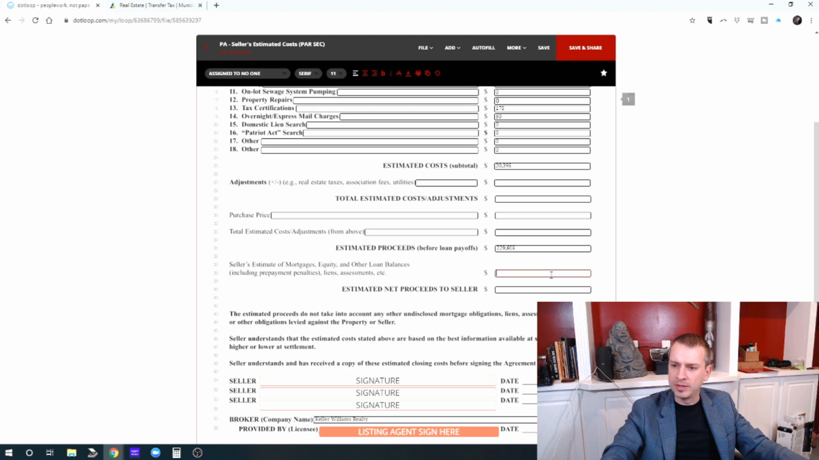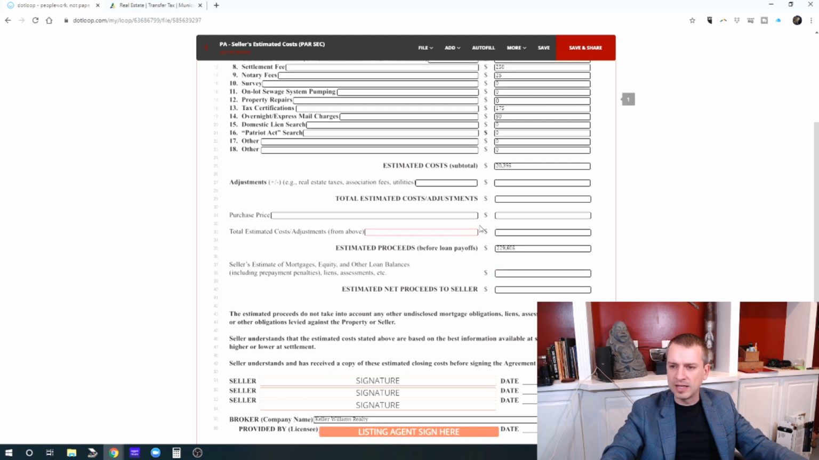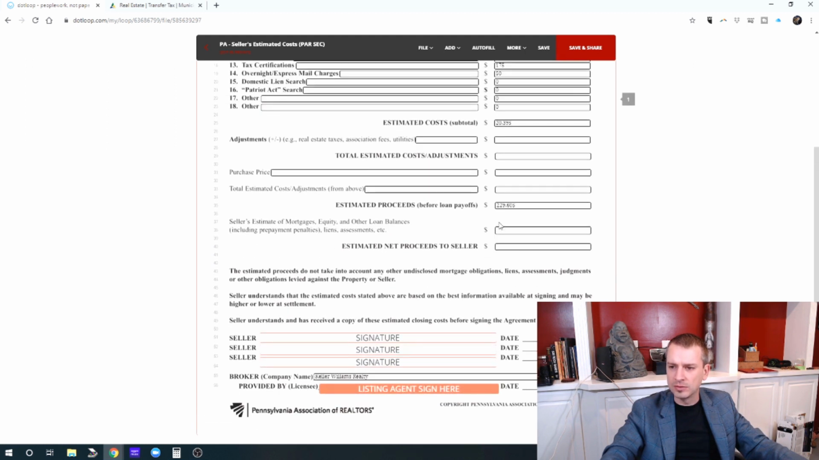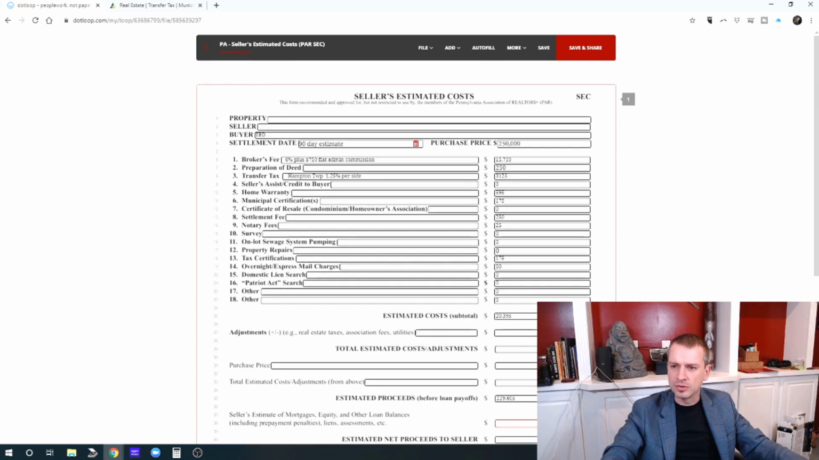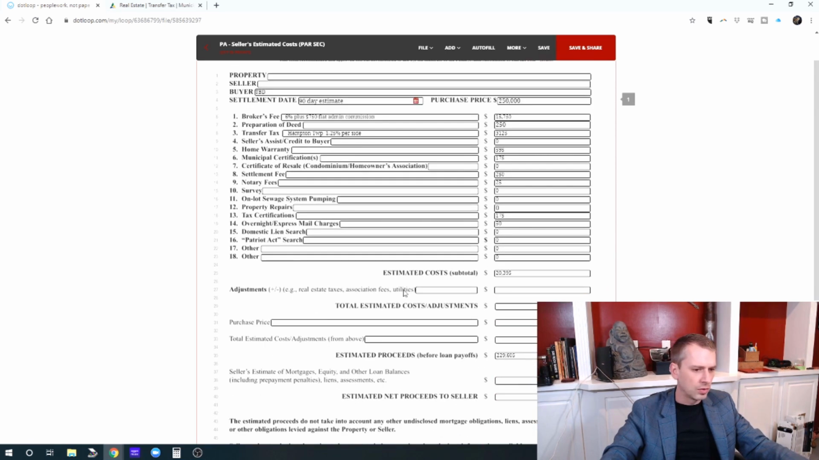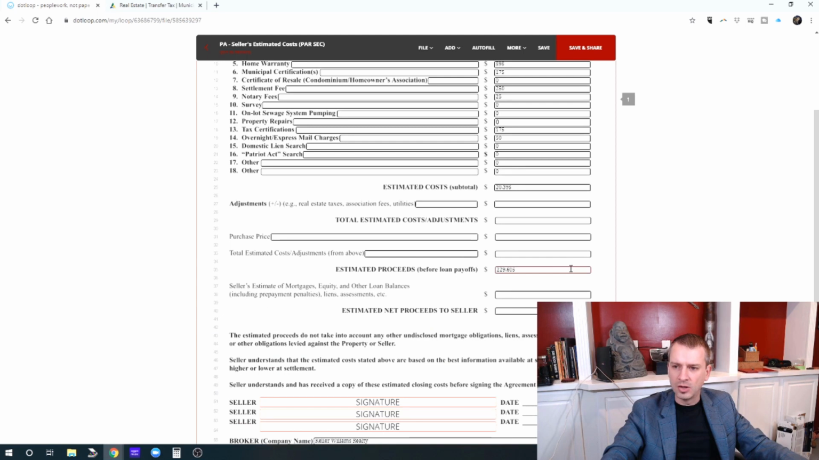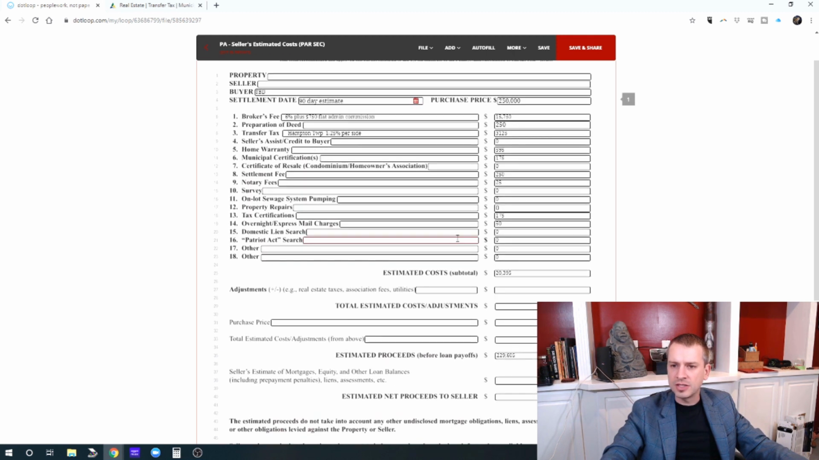I don't put in their mortgage amount either because I don't know what that is, and I assume that they know roughly what it is, and I'll tell them to compare that. But that's it. You're going to get the sellers to sign off on this. You're going to store this, and you need to store your paperwork. I think it's for at least 3 years in the state of Pennsylvania. So if you get audited, you have copies proving that you delivered this to your client. So that's it. That's the seller estimated cost sheet.